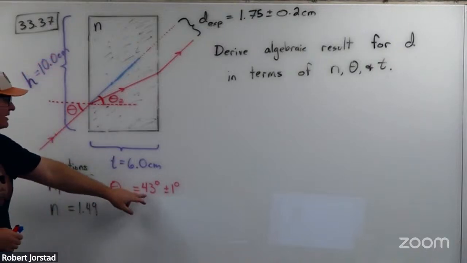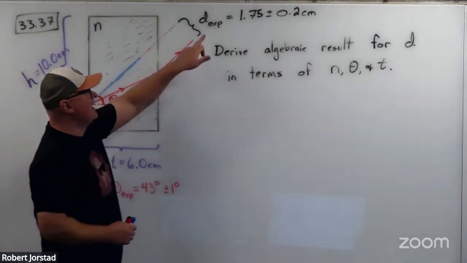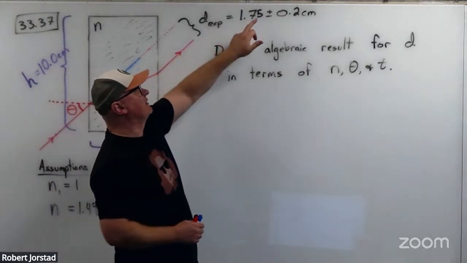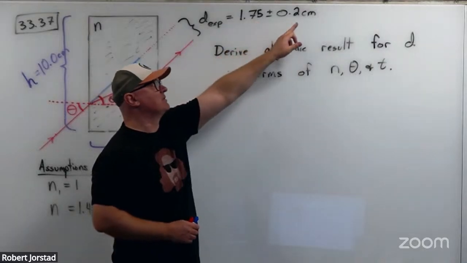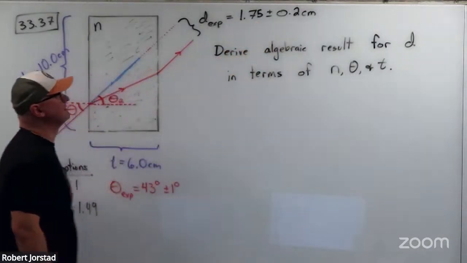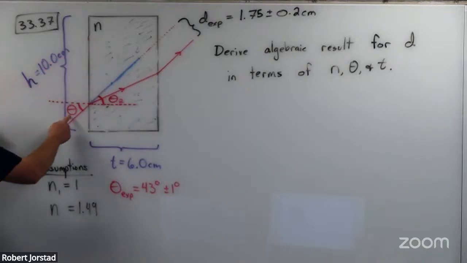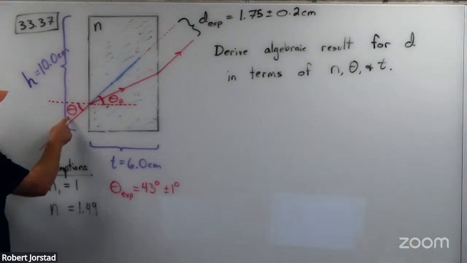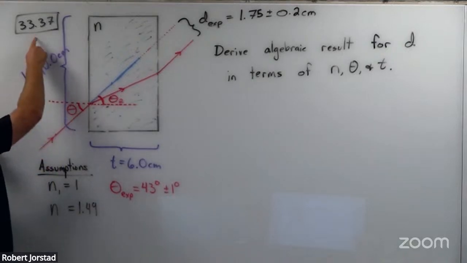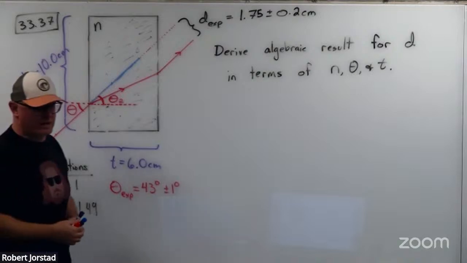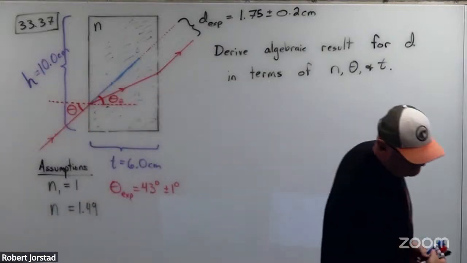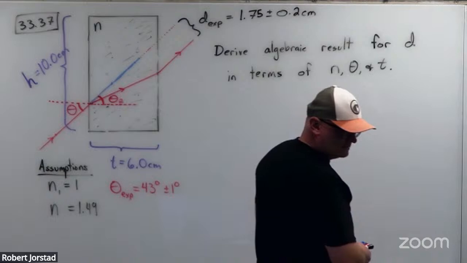We had an experimental input angle of 43 degrees. Experimentally, we found the displacement was about 1.75 plus or minus 2 millimeters, so basically somewhere between 1.5 and 2 centimeters. Looked pretty good. We're assuming the index outside is 1, the index inside is n. Instead of calling this theta 1, I'm going to call this theta, just because that's what I did in the workbook problem 33.37 on page 14.